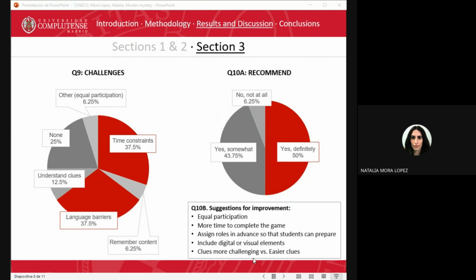And then we had contradictory suggestions. Some of them said that clues should be more challenging, some others that they should be easier. So you cannot have a homogeneous group. You will never have it in language classes. So it's very interesting to note there. So a solution would be to have different levels in the clues so that all students can at least do something.